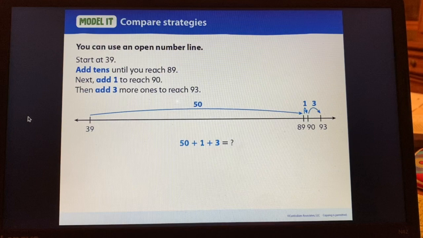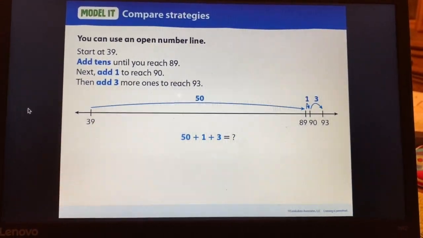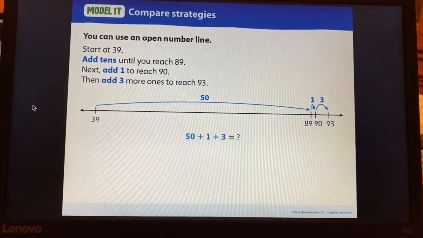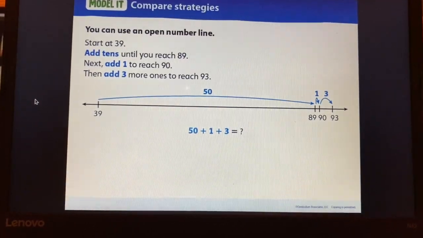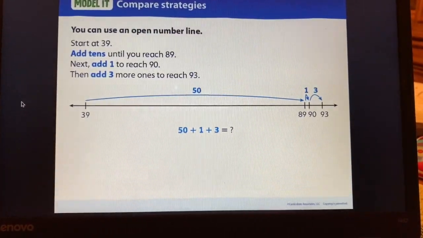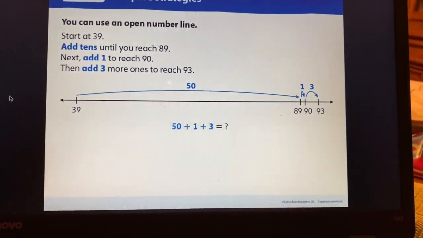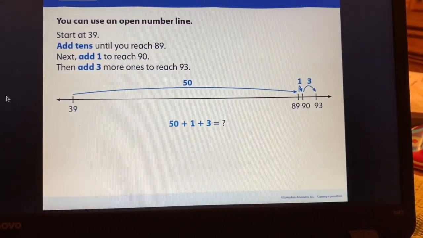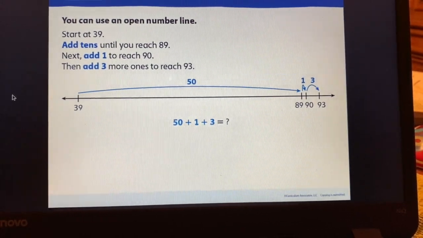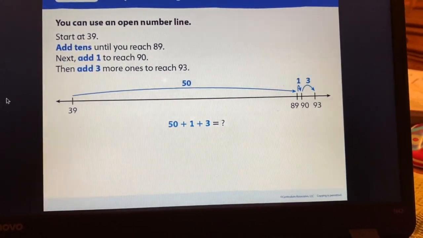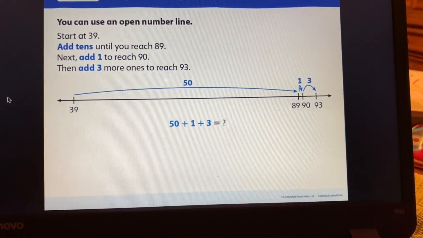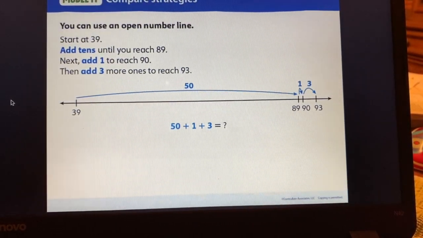So we're going to develop different ways to find a missing addend. You can use an open number line to do that, and it has a problem. At the fair, 39 students wait in line for a ride. This was the original problem that we had on the previous page. Then some more students join in the line. Now there are 93 students in line. How many more students join in the line? So now we're going to model it. You can use an open number line.